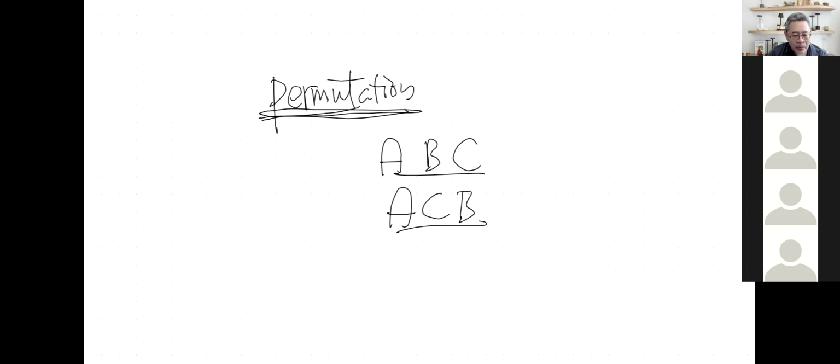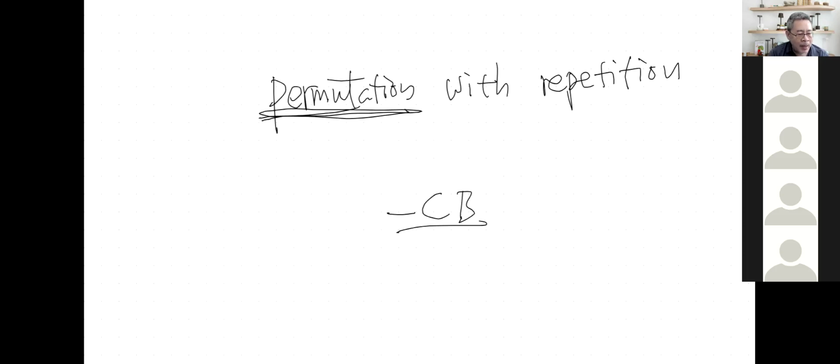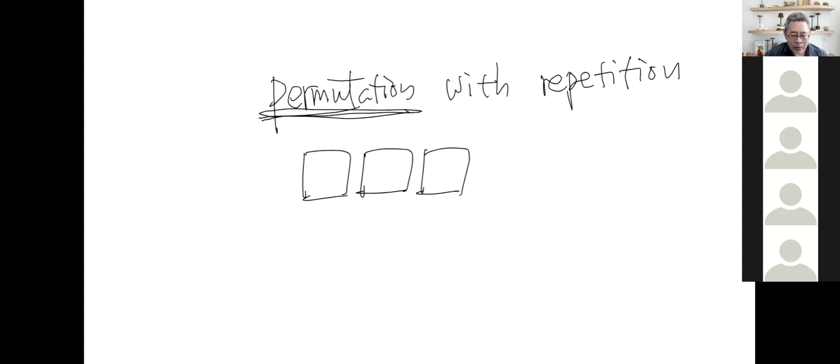And there are two flavors of this. One is with repetition. Repetition means you can choose the same thing over and over. For example, if I want to make a password with 3 characters, and I can choose from the letters A, B, C, D, since we are allowed repetition, I can have all A's.